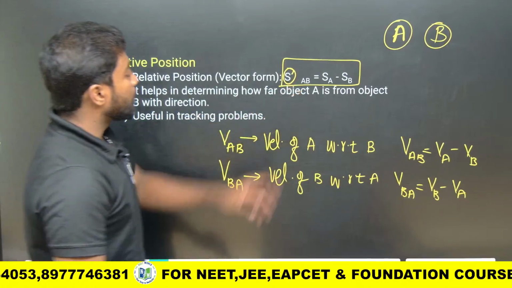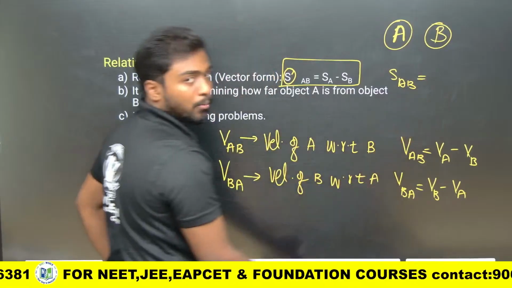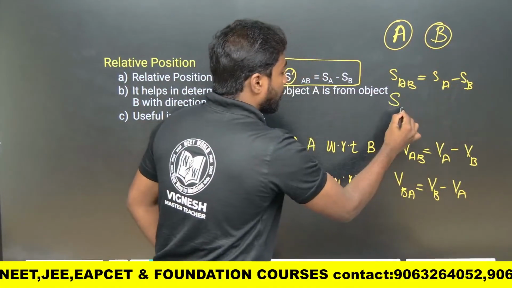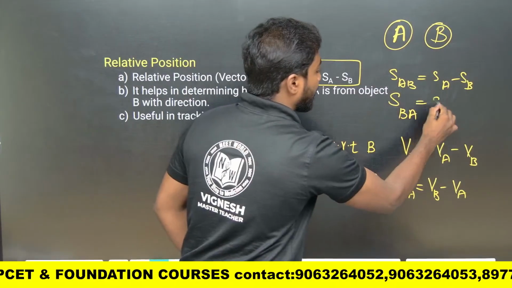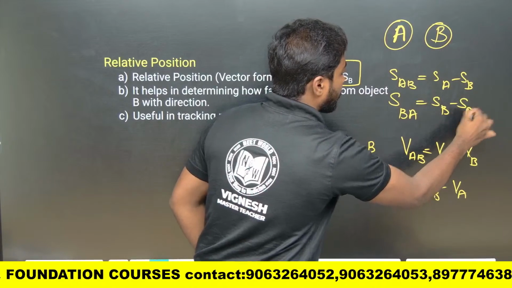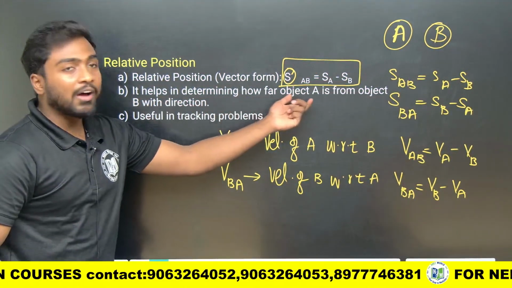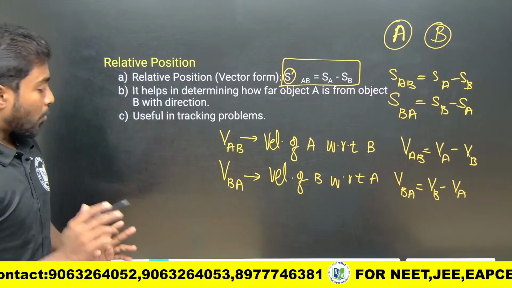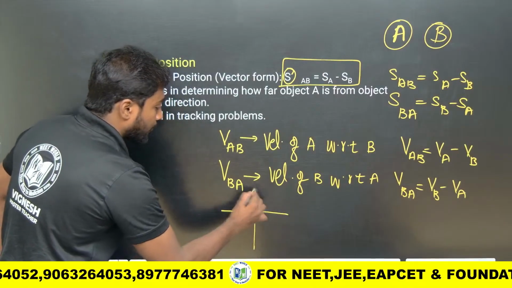In position they have said SAB, the position of A with respect to B, is equal to SA minus SB. In this case SBA is nothing but SB minus SA. It helps in determining how far object A is from object B with the given directions. One more thing, keep in mind, take a graph.